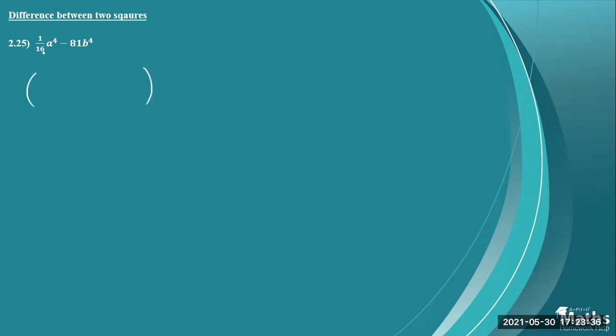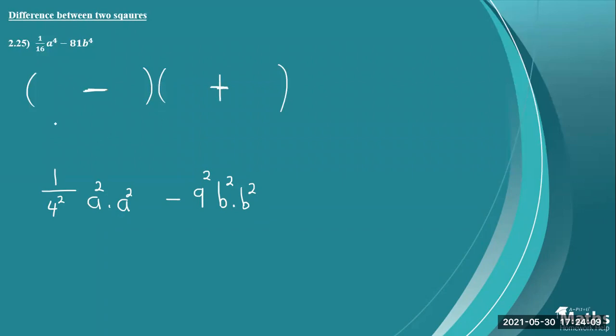So again, 16 we can break up into 4 to the power of 2, and 81 we can break up into 9 to the power of 2. Basically, I just want to show you, you can write it as 4 squared, and a4 you can break up into a squared and a squared. 81 you can break up into 9 squared, and b to the power 4 can break up into b squared times b squared. There's a minus and there's a plus.